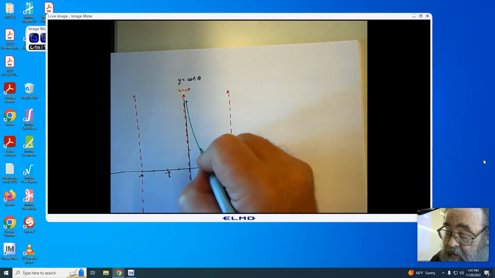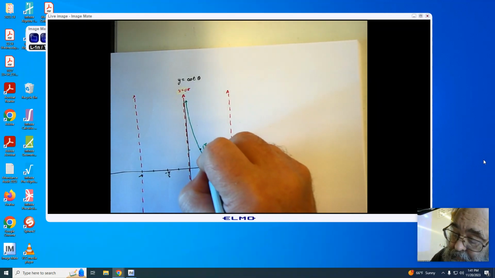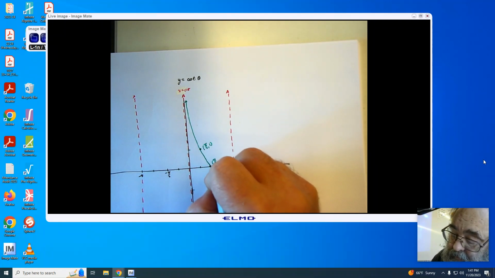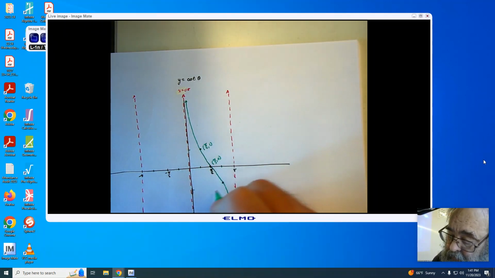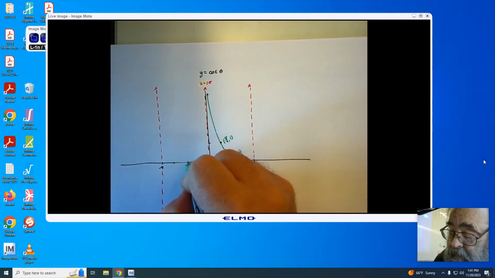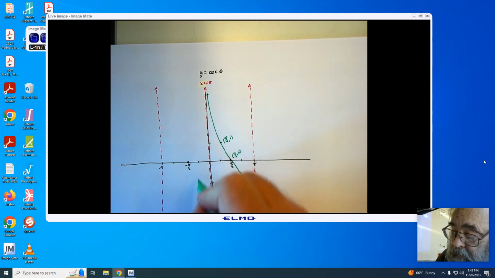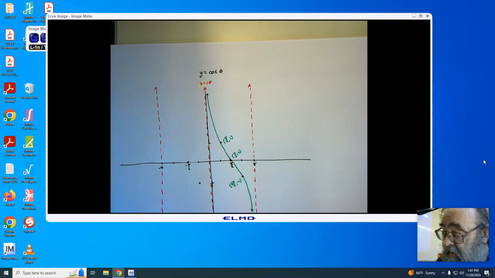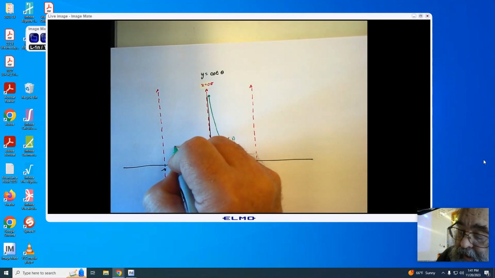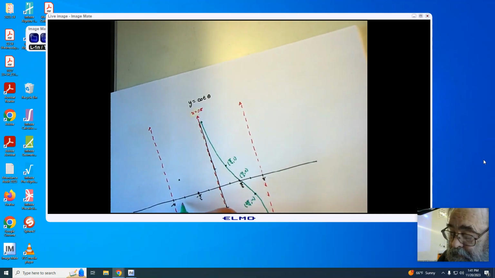And we're going to plot our points. We have pi over 4, positive 1. Pi over 2 is 0, according to our unit circle, and 3 pi over 4 is a negative 1. Then we're going to repeat the process. 0, negative 1 at the negative pi over 4, and a positive 1 at the negative 3 pi over 4.